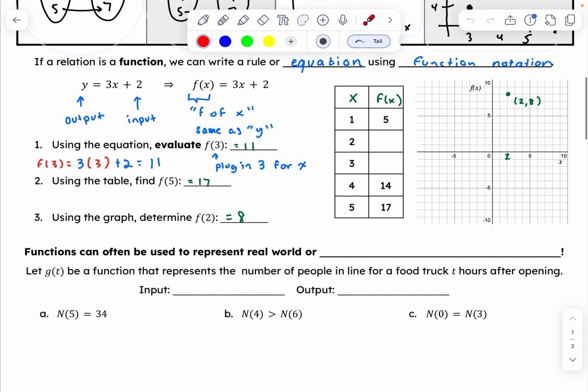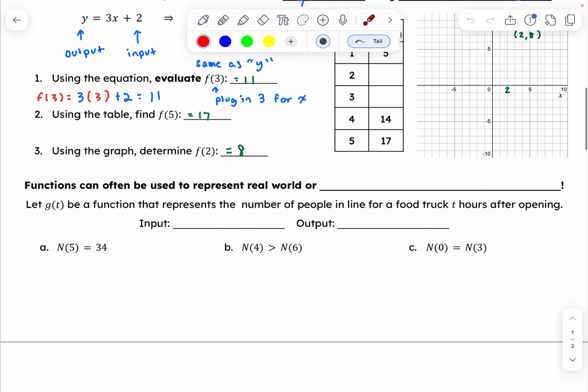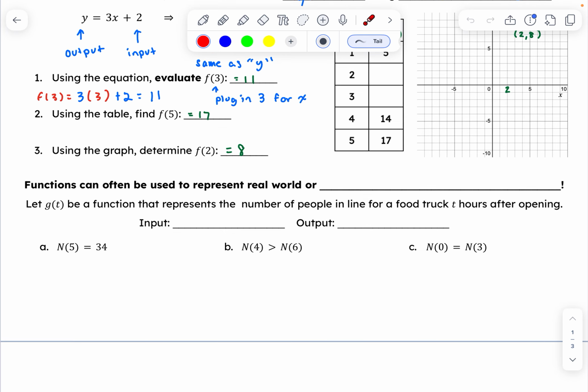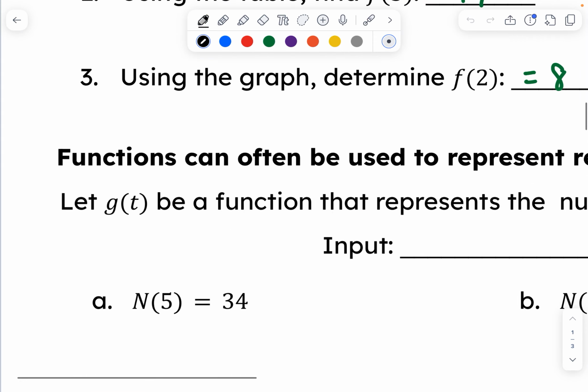And then we talked a little bit about function notation, but we didn't quite finish it up. So really quickly, we're going to finish up these notes. We're going to do a quick review of average rate of change, and then you guys will be off to practice. In this example, it says let g of t be a function that represents the number of people in line for a food truck t hours after opening. First things first, there is a typo on here, so please change this to an n.